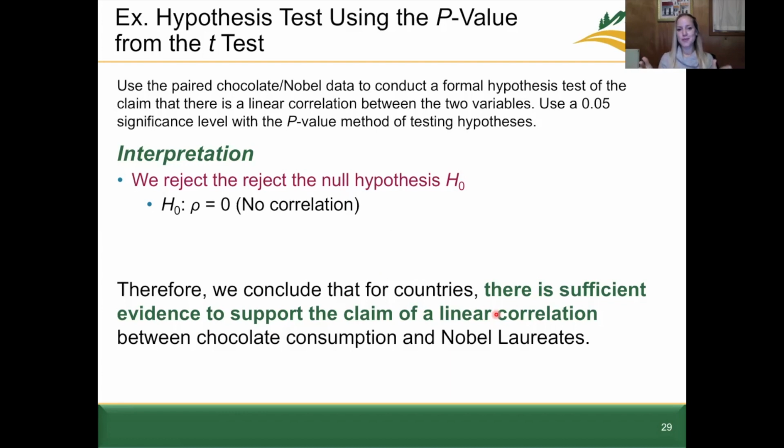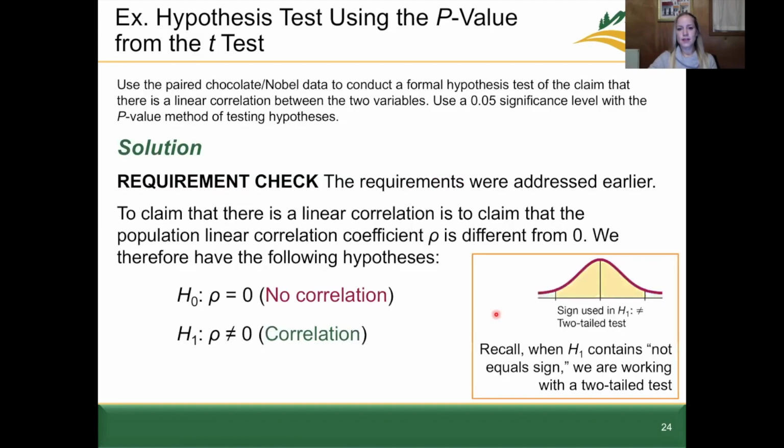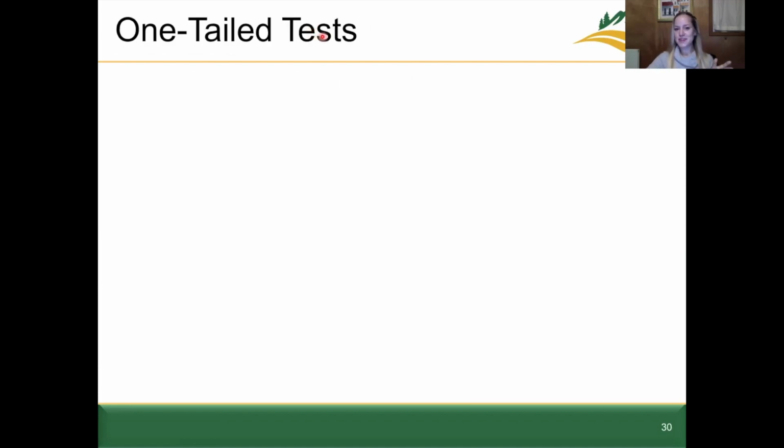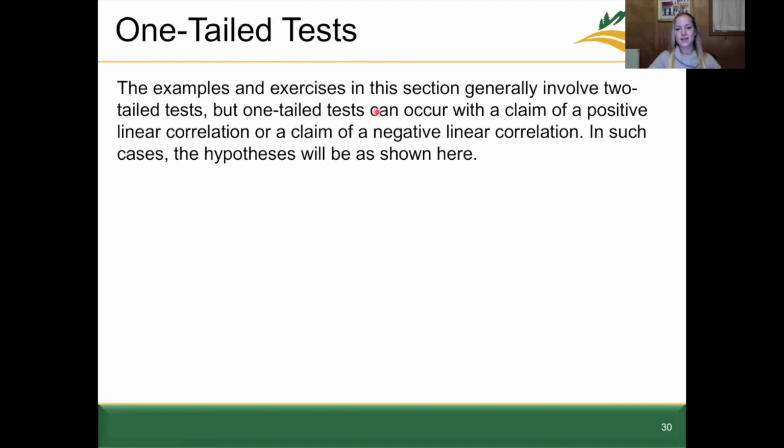So overall in 10.1 part 2, we've gone through using a p-value, a critical value, and now also using a formal hypothesis test. Now, one last quick note: because our alternative hypothesis contains this not equal sign, we need to use a two-tailed test. It's important to know, however, we can also have these one-tailed tests. Generally in this section, we'll use two-tailed tests, but these one-tailed tests can also occur.